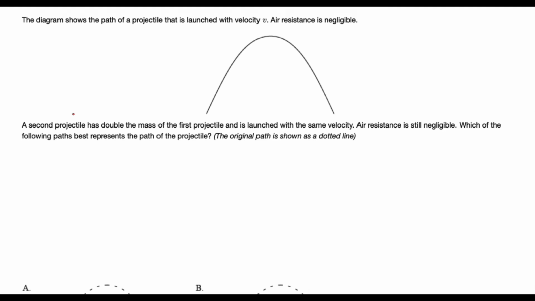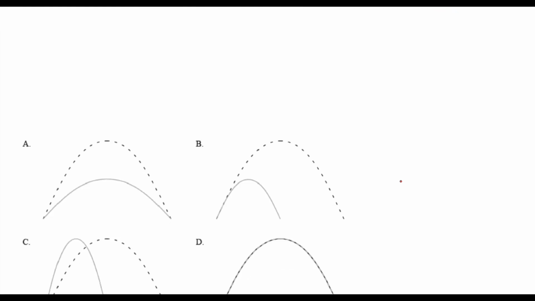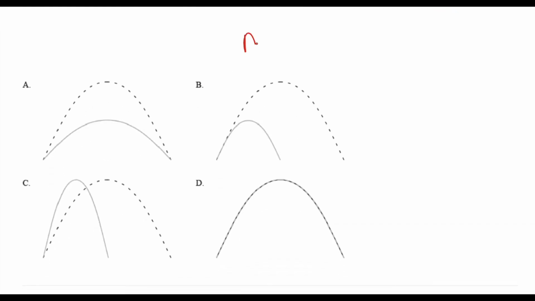The graph shows the path of a projectile that is launched with a velocity v, where air resistance is negligible. A second projectile has double the mass of the first projectile and is launched with the same velocity. Air resistance is still negligible. Which of the following paths best describes the path of the projectile? And the original path is shown as a dotted line. So for this problem, you need to know that mass does not affect motion.